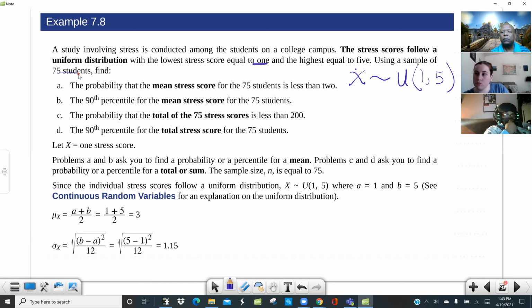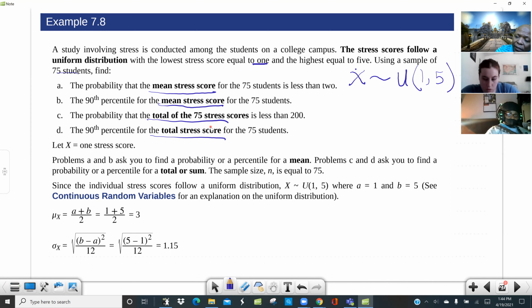You pick a sample of 75 students. What is the probability that the mean of the 75 is less than 2? What is the 90th percentile for the mean score? Look at part C. What's the probability that the total of the 75 is less than 200? And what's the 90th percentile for the total stress score for the 75 people?